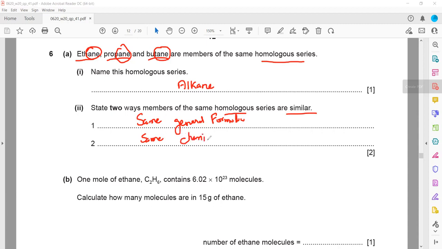Like the way ethane reacts will be the same as the way propane reacts. They will have the same reactivity, same chemical property, or the same way they react. For example, all alkanes undergo substitution reaction. So they will have the same reactivity, or simply you can say they will have the same chemical properties.